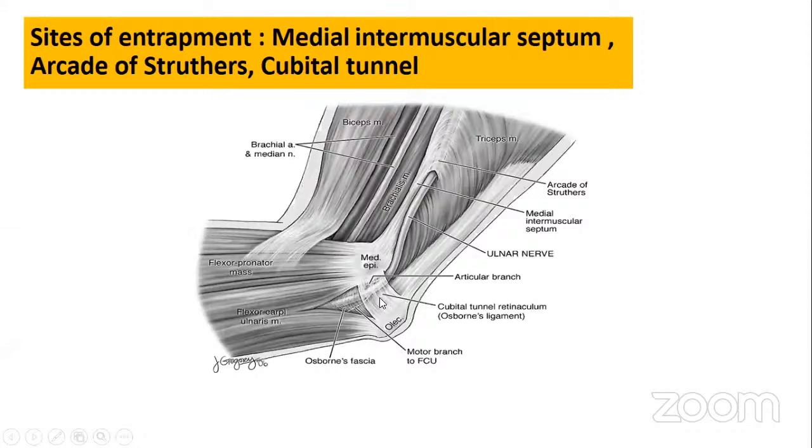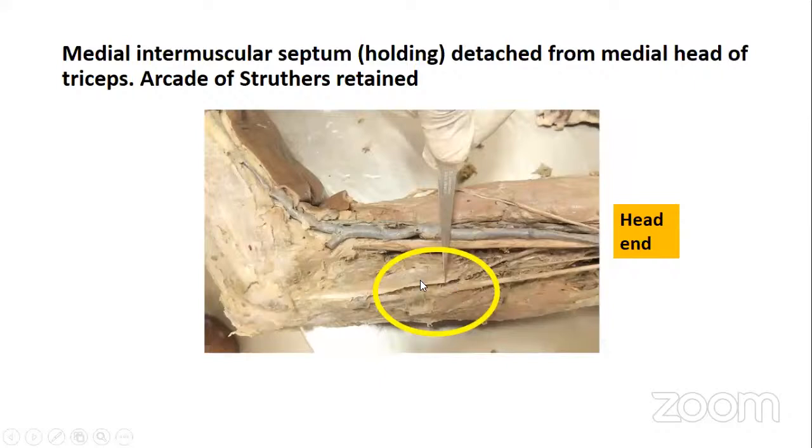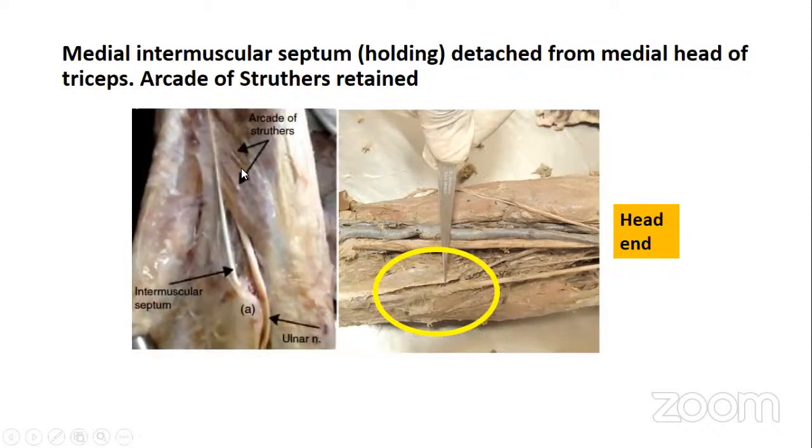And finally, the cubital tunnel proper, where there's Osborne's ligament here. Okay. This is a dissection in our own cadaveric lab, where you see the nerve piercing the intermuscular septum at this point. There's a superior collateral artery there. And then if you remove this, this is where the arcade of Struthers is coming in. I've just ticked off the intermuscular septum.